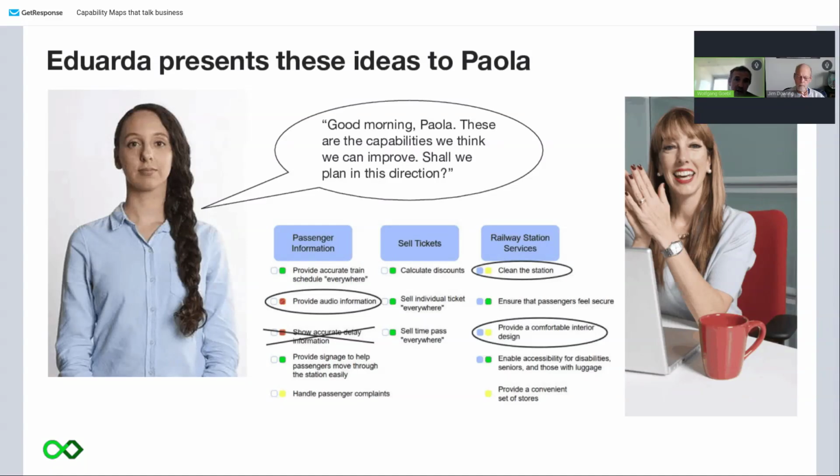And Paola was happy and said, okay, what does it mean? How can we achieve a cleaner station? How can we provide a more comfortable interior design? How can we provide better audio information? And that's subject for further design, of course.